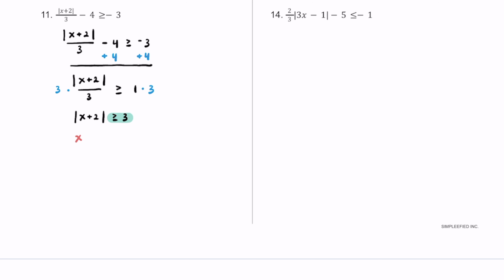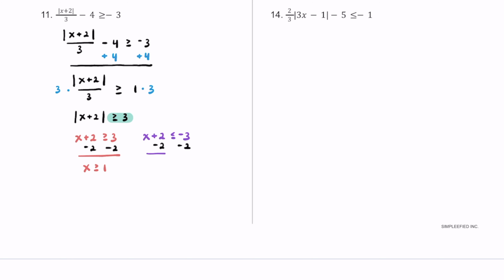So one of them is going to be x plus 2 is greater than or equal to 3, and our second one is going to be x plus 2 is less than or equal to -3. Solving the one on the left, let's take away 2 from both sides. 2 minus 2 is going to be 0, so we're going to get x is greater than or equal to +1. And for our other one, we can go ahead and take away 2 from both sides here.